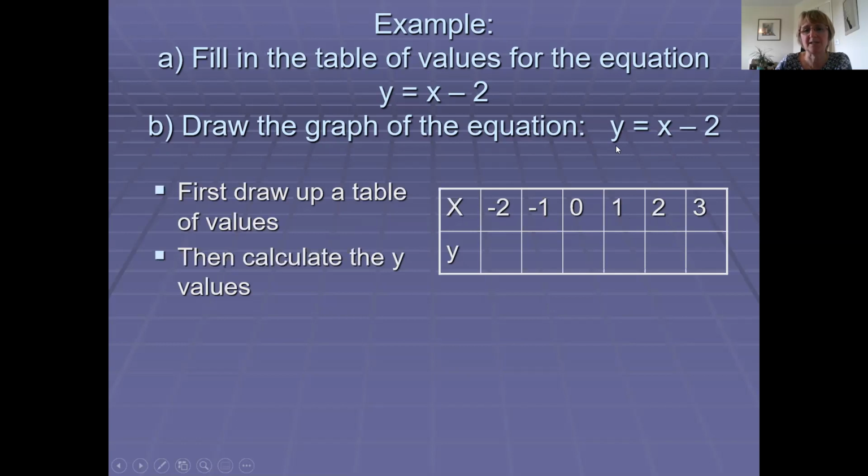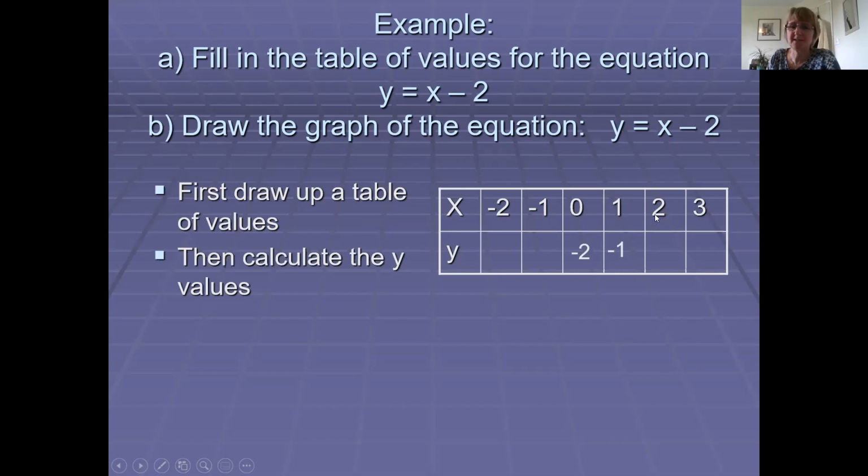to get the y values. So if I start with an easy one, which is the 0, I've got to do 0 minus 2. So 0 minus 2 gives us minus 2. So that's our first y value. Then go on to the next one. So I've got to do 1. That's now the x there. So x is now 1. 1 take away 2 is minus 1. So that's our second y value.